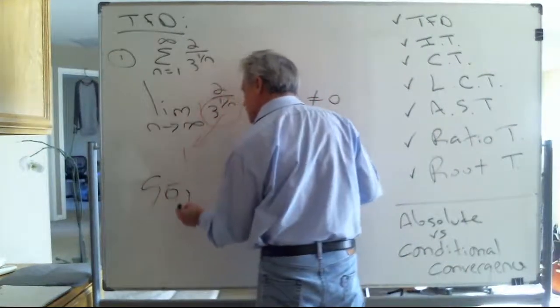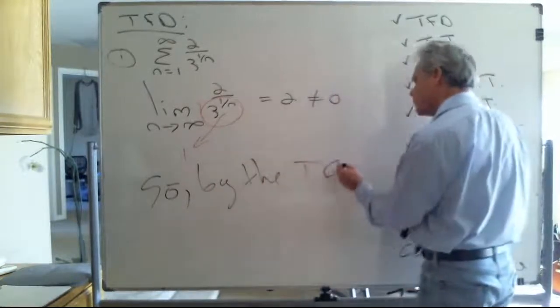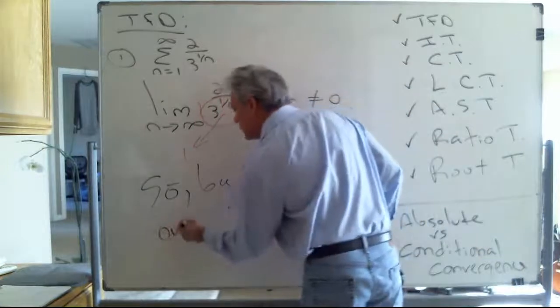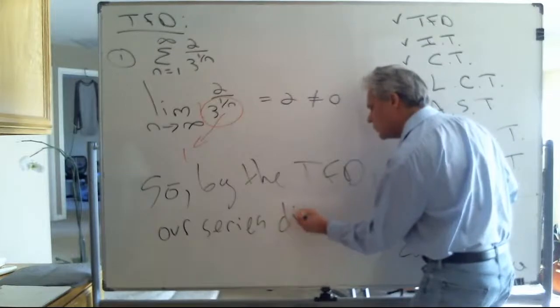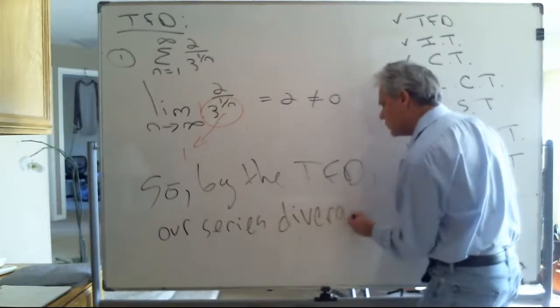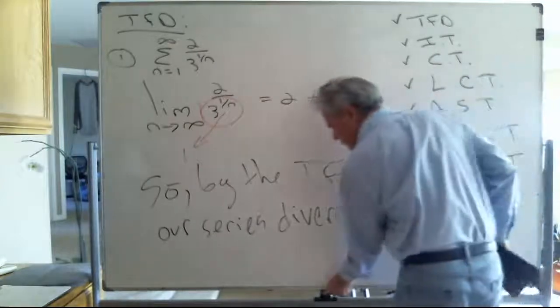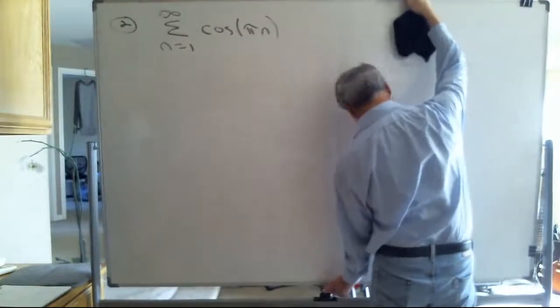So, by the test for divergence, since that limit is not equal to 0, I'll start abbreviating that soon. I think likewise. Whoops, I've got some blockage.